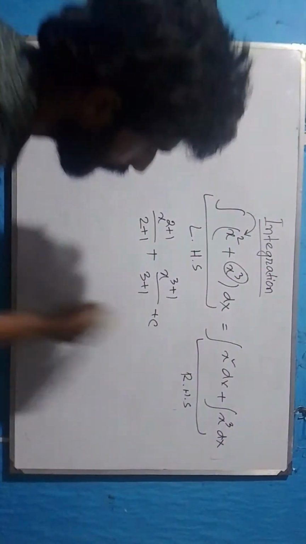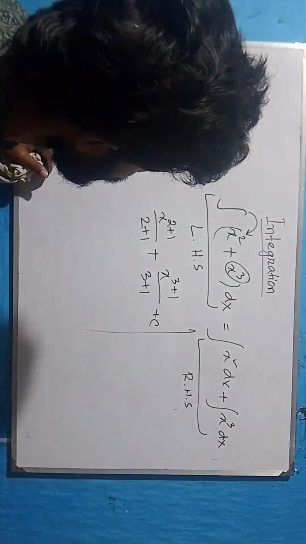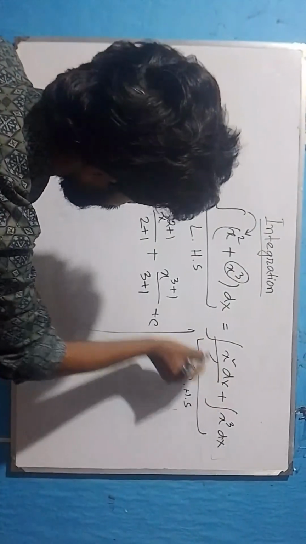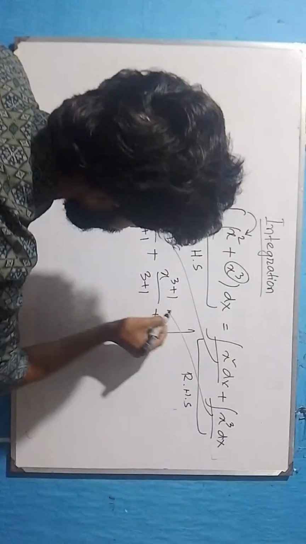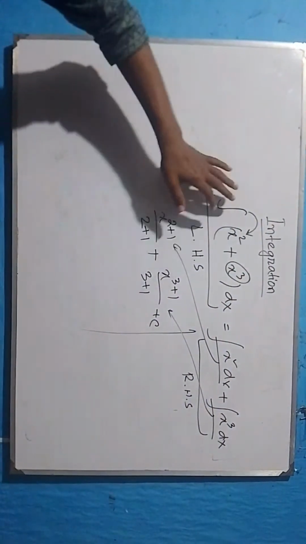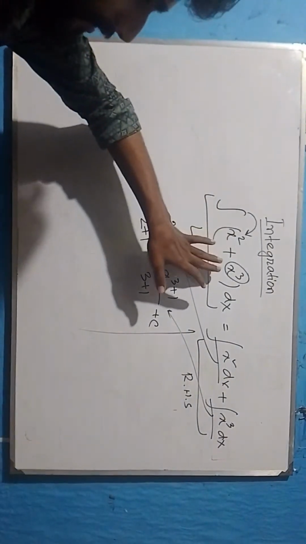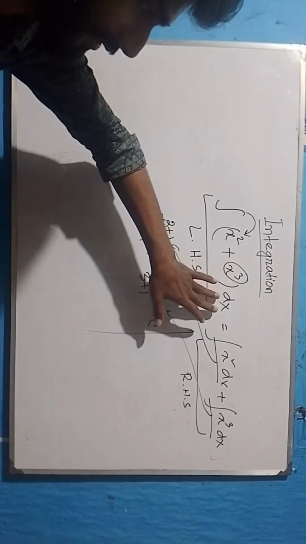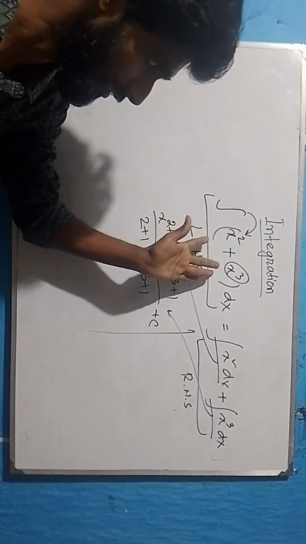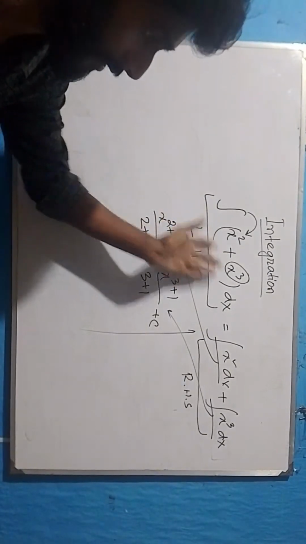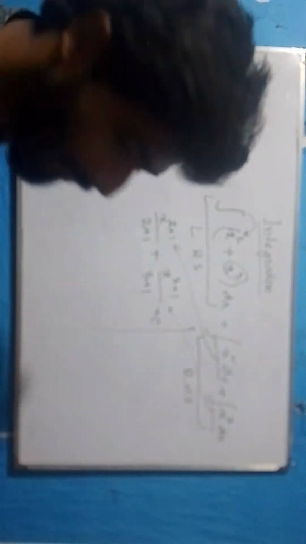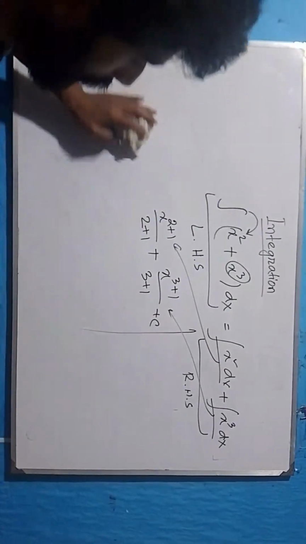Okay, and then here also this is equal to this and this is equal to this. So you can find out that integration of x square plus x cube dx is equal to this, and maybe you can write it as integration of x square dx plus integration of x cube dx. All right.